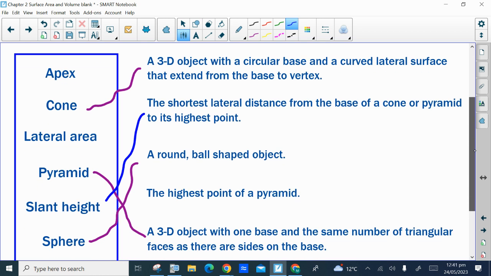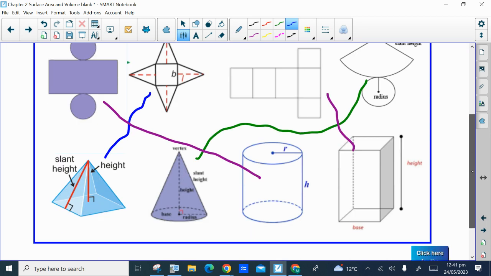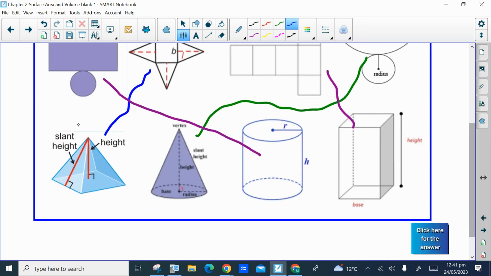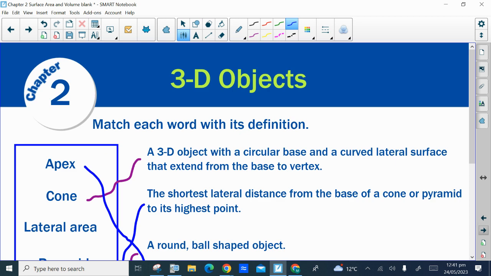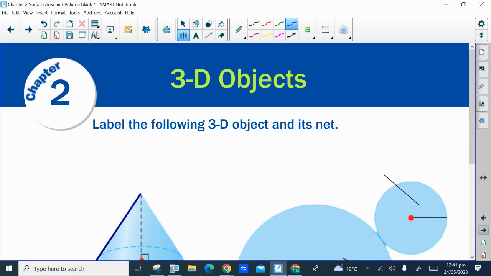In the case of a pyramid, though, it would be an apex, the highest point of the pyramid. So we can go back to this pyramid here and label this part here as the apex, the very tip of it. Okay, so those are just some key terms that we'll be talking about as we go through this chapter.